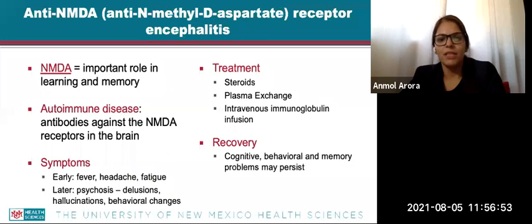I won't go too much into this, but if anybody would like to know more about NMDA, the treatment options: give them steroids, but not too much steroids because that can worsen their psychosis. You have to do plasma exchange, get their blood filtered and regulated. You may have to give them IV infusion treatment, and long-term, like I said, the cognitive, behavioral, and memory problems can persist for quite some time.